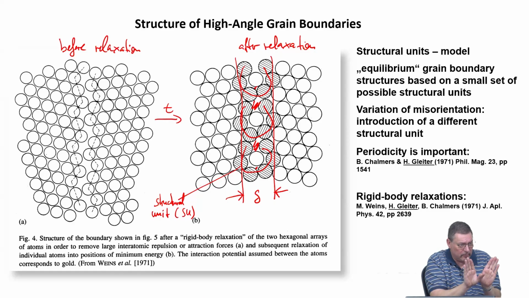If you now deviate from it for small angles, still this one unit will be able, with some distortions, to accommodate the misorientation difference.